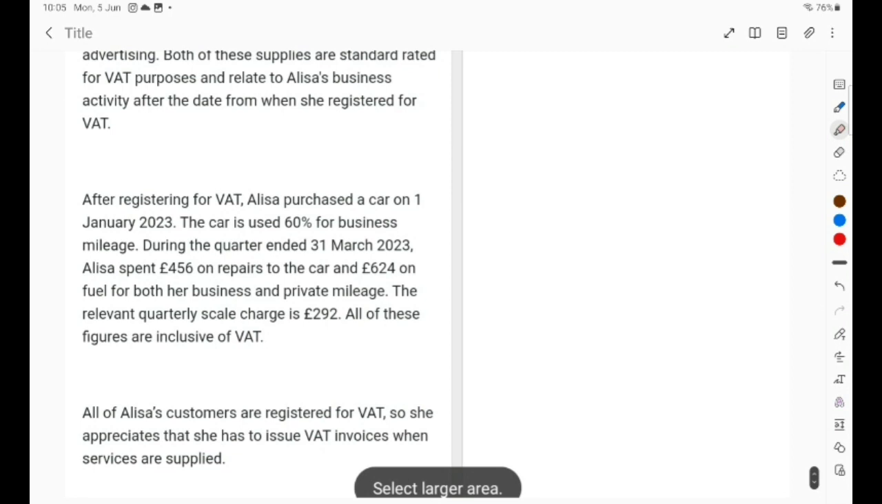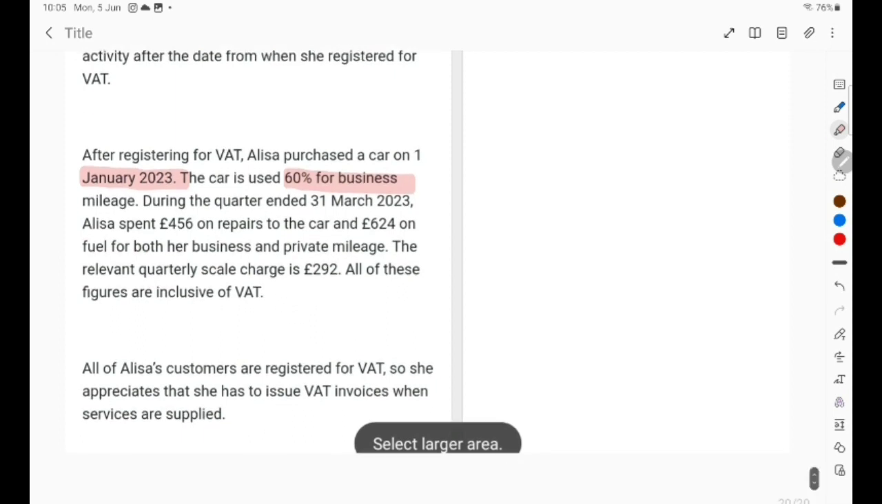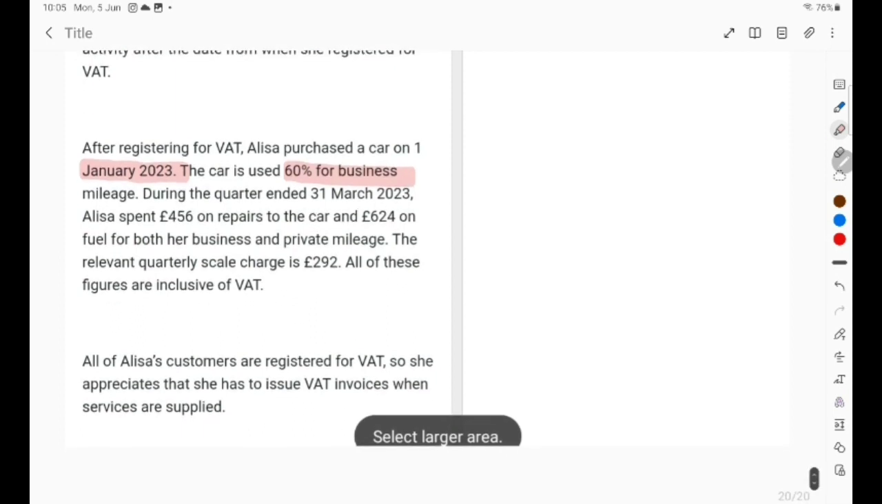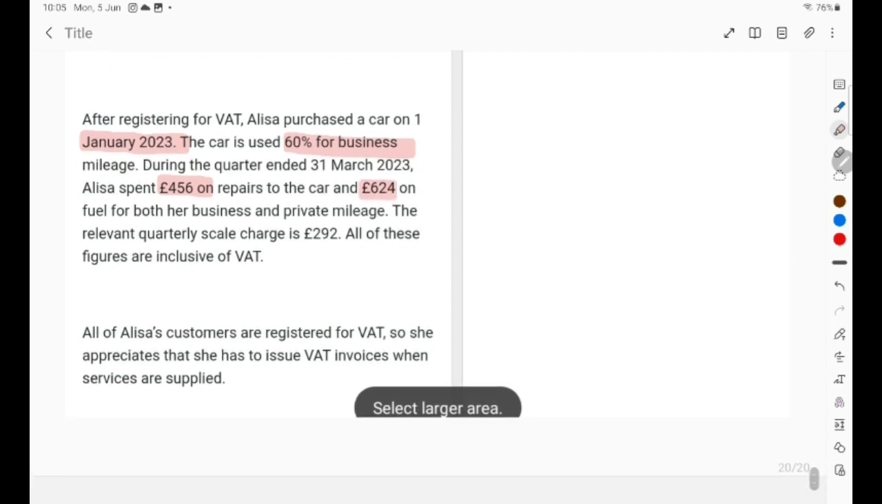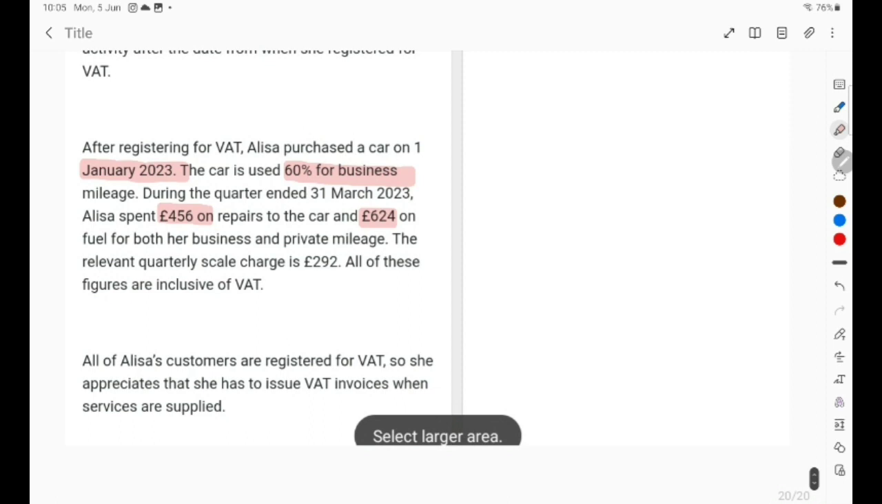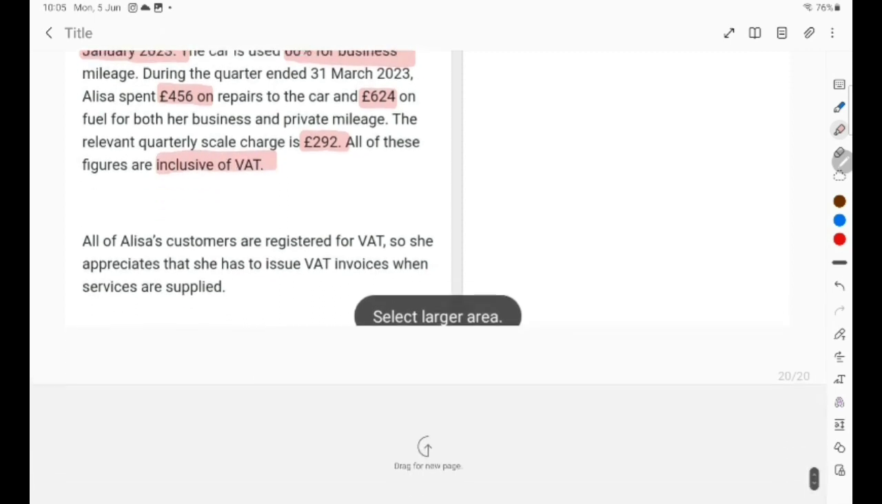After registering for VAT, Alisa purchased a car on 1st January 2023. The car is used 60% for business mileage. During the quarter ended 31st March 23, Alisa spent £456 on repair of the car and £624 on fuel for both her business and private mileage. The relevant quarterly scale charge is given to you and that is 292. All of these figures are inclusive of VAT.